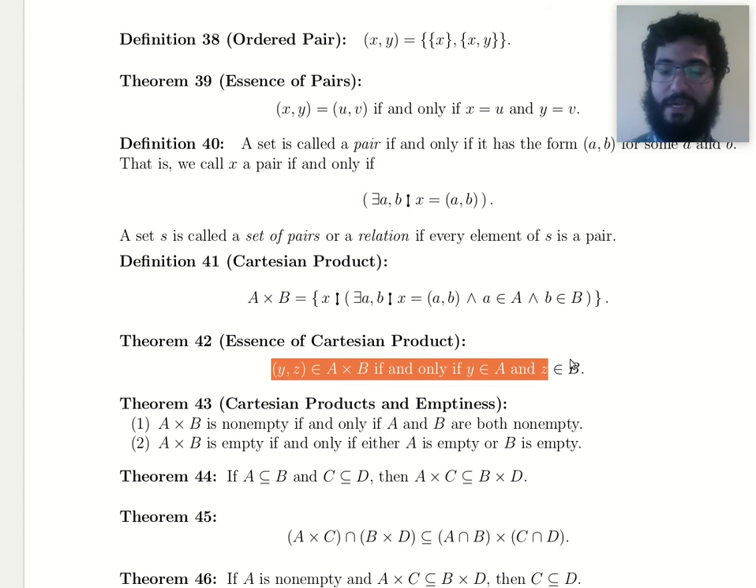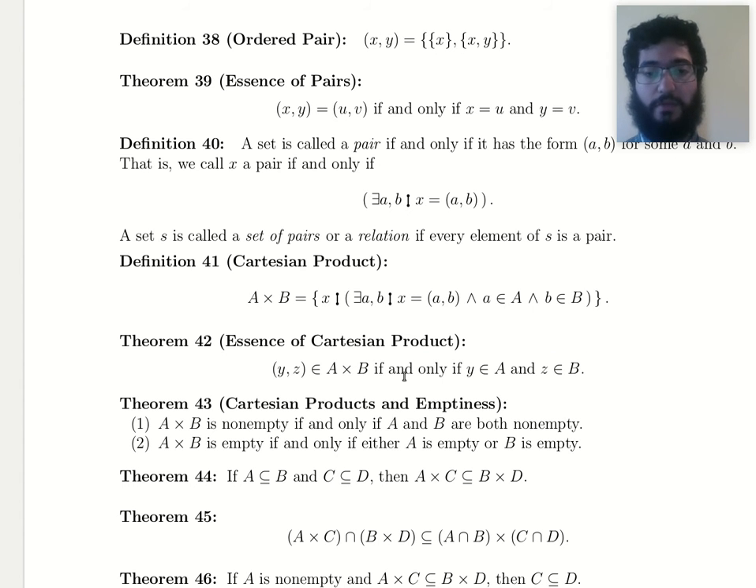Actually, we should use the essence of Cartesian product, and the knowledge that everything in a Cartesian product is going to be a pair, meaning something we can write in this form, pair xy. So the essence of Cartesian product says a pair of things is going to be in the Cartesian product if and only if the first thing is in the first set and the second thing is in the second set.